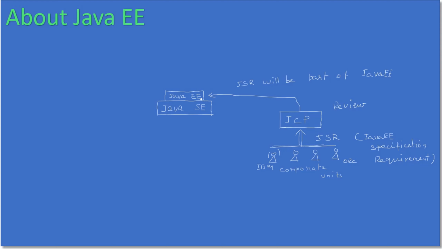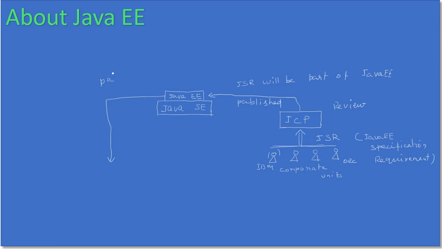That's why you see JavaEE 3, JavaEE 4, 5, 6, and in each release you may see a new JSR specification included in it. So once this JSR, Java specification requirement, is part of JavaEE, we will call that as a publishing. So JSR published it to JavaEE.